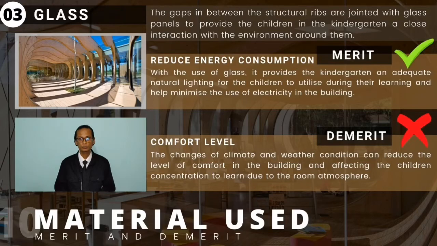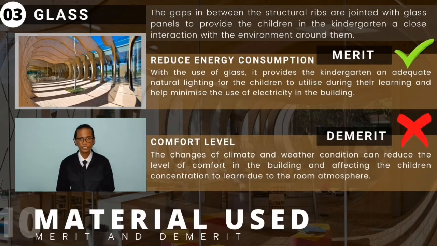The gaps in between the structural ribs are jointed with glass panels which help to objectify the kindergarten concept, which is to bring close interaction with the environment. In addition, it is not only to give a natural aesthetic to the building, but also to act as a method to a greener lifestyle.